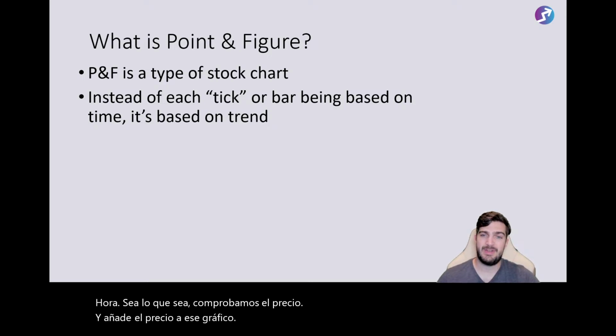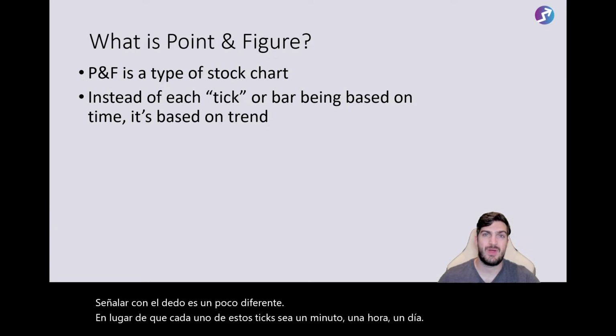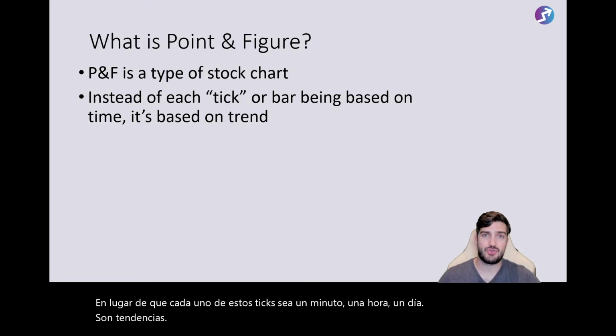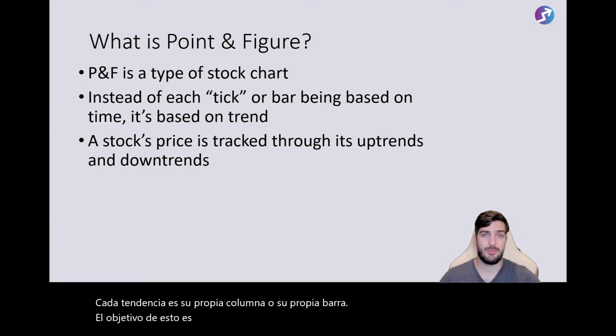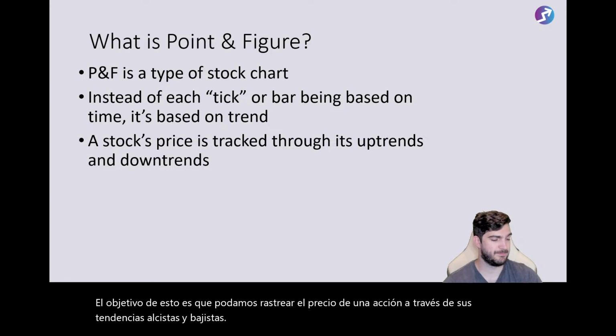Point and figure is a little bit different. Instead of each one of these ticks being 1 minute, hour, day, they are trends. Each trend is its own column or its own bar. The goal of this is that we can track a stock's price through its uptrends and its downtrends. Let me show you a quick example.